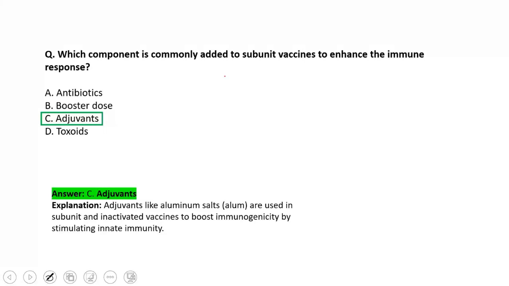Now you should also know by which mechanisms. So we have already studied those mechanisms.